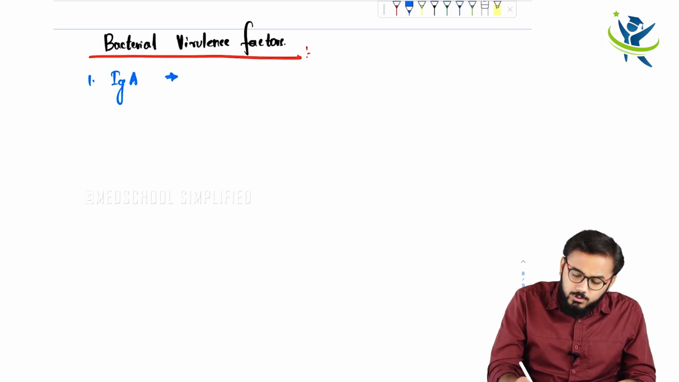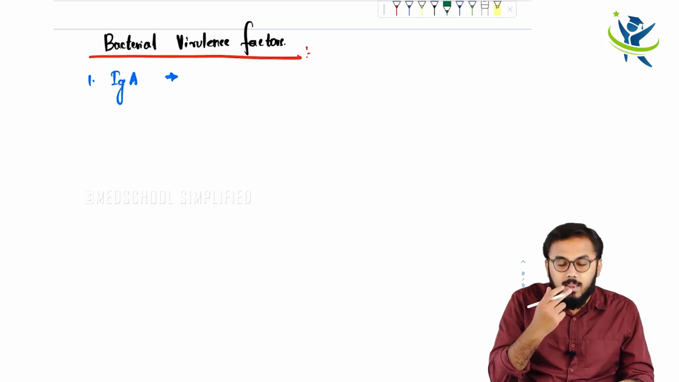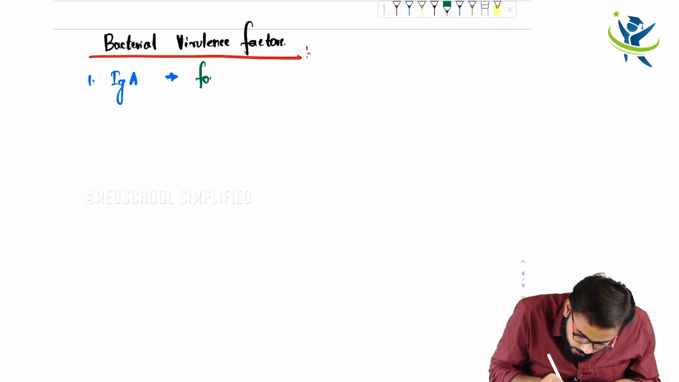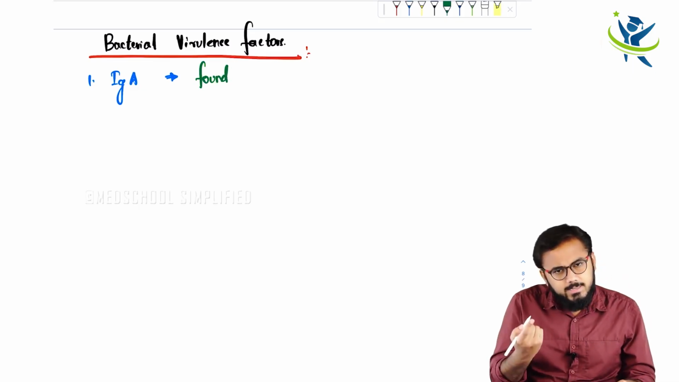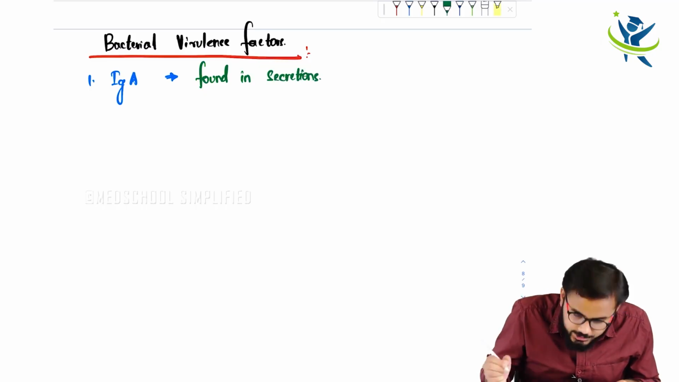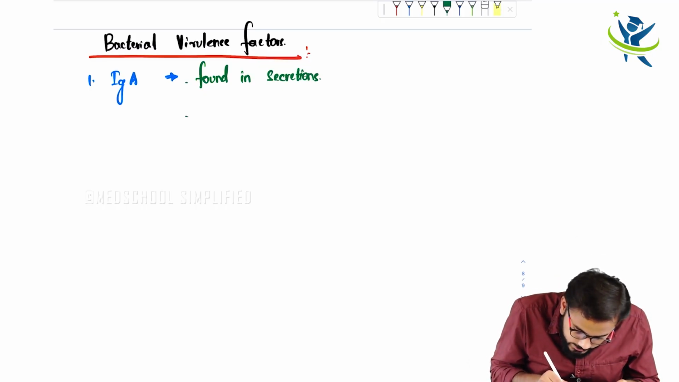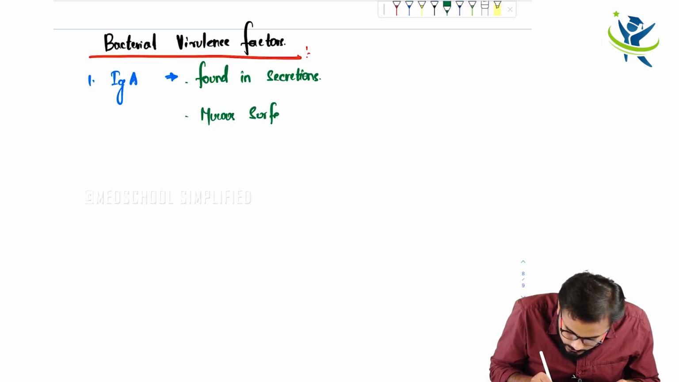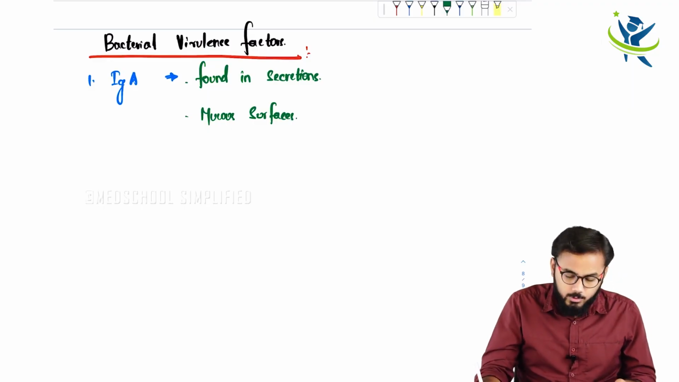Yes, all of you know. You find this IgA in the saliva secretions. So basically you find it in any kind of secretions, even in the tears. They're also found in mucus surfaces.